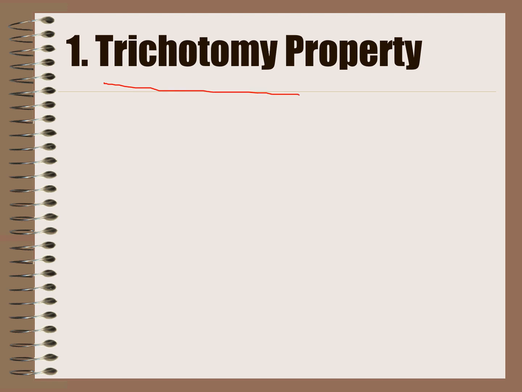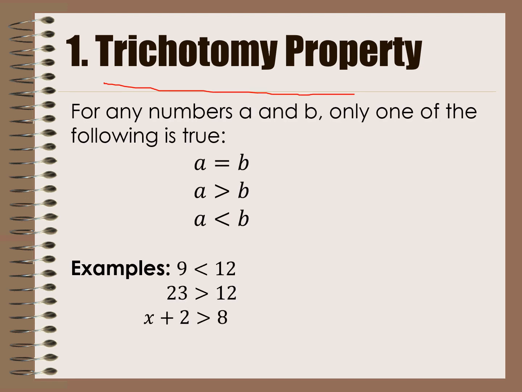We have the trichotomy property. The trichotomy property states that for any numbers A and B, only one of the following is true: either A is equal to B, A is greater than B, or A is less than B. So here, class, there is one inequality symbol used and one inequality statement in the given. Let's have examples.